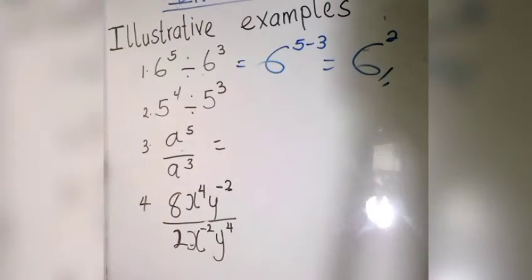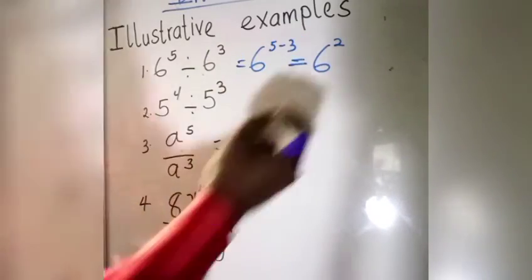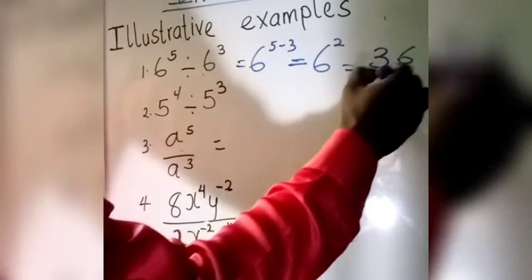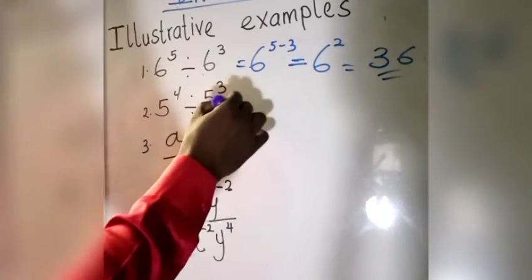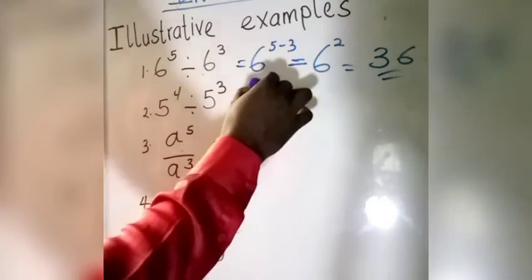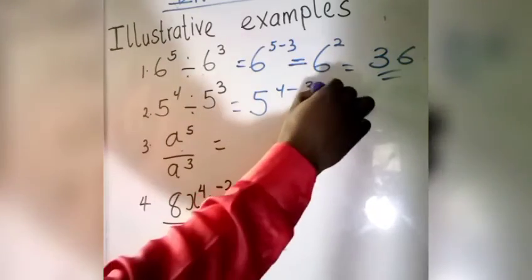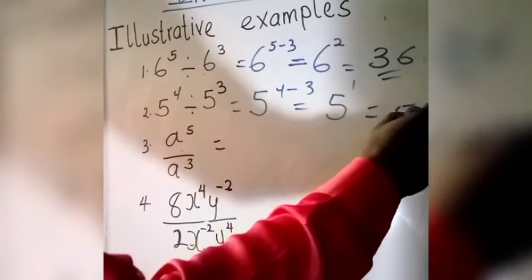for number 1. And when you punch your calculator, you must get an answer. So our 6 squared is equal to 36. When you punch your calculator, you get 36. Okay, the second one too is the same thing. You write the base once and we subtract the powers. 4 minus 3 will give us 1, so the answer is 5 exponent 1, which is the same as 5.